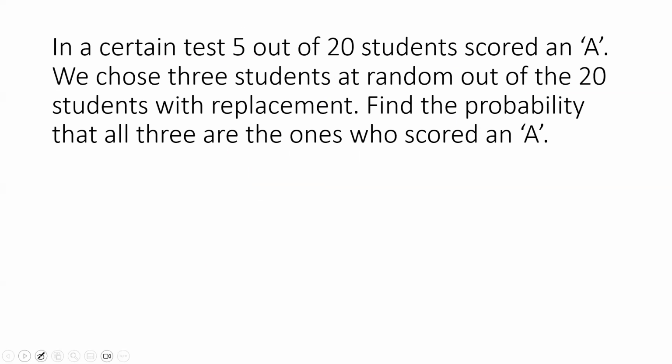In a certain test, 5 out of 20 students scored an A. Someone chooses 3 students at random out of 20 students with replacement. With replacement. If I'm taking it back, it means that this is independent. It doesn't affect the second one. So I still use the same formula, probability of A and A. And why is it an "and"? Because here they said 3 students, and A again.